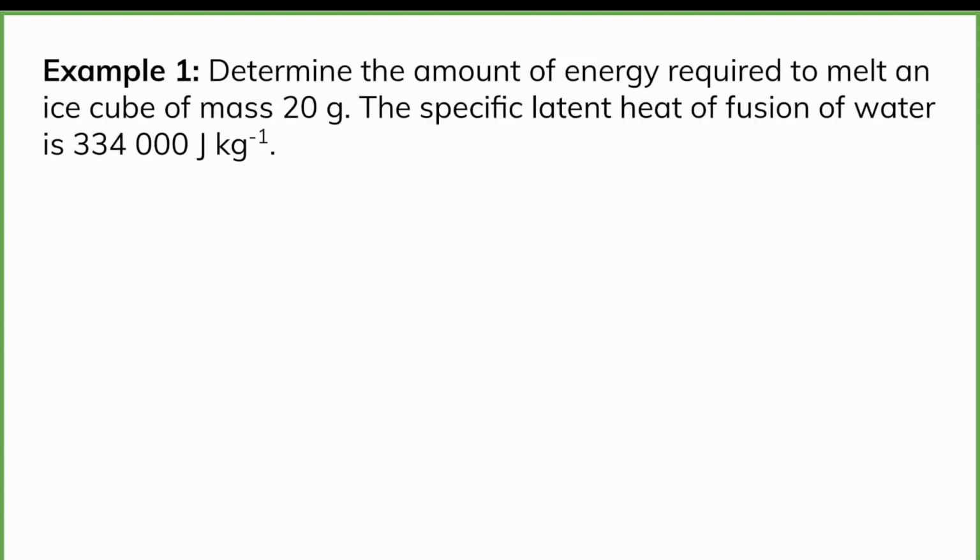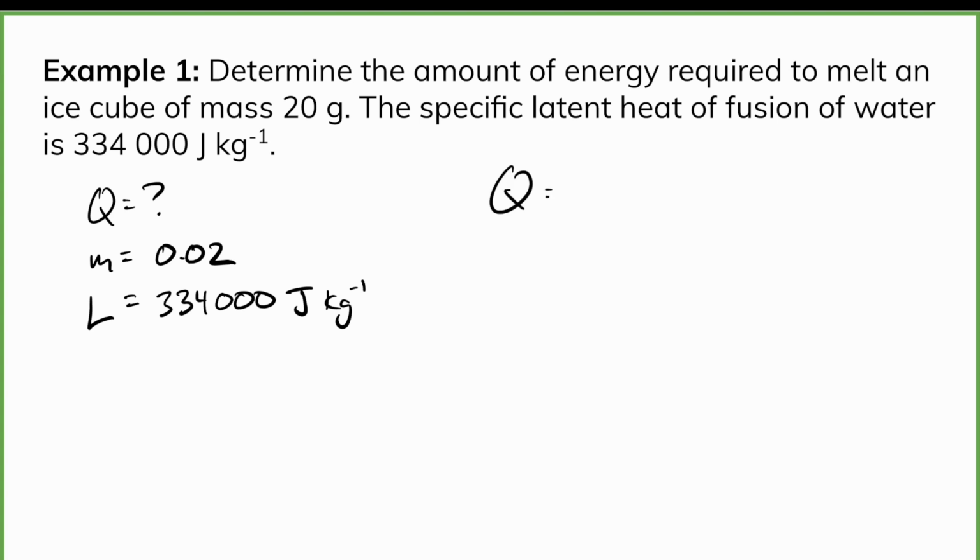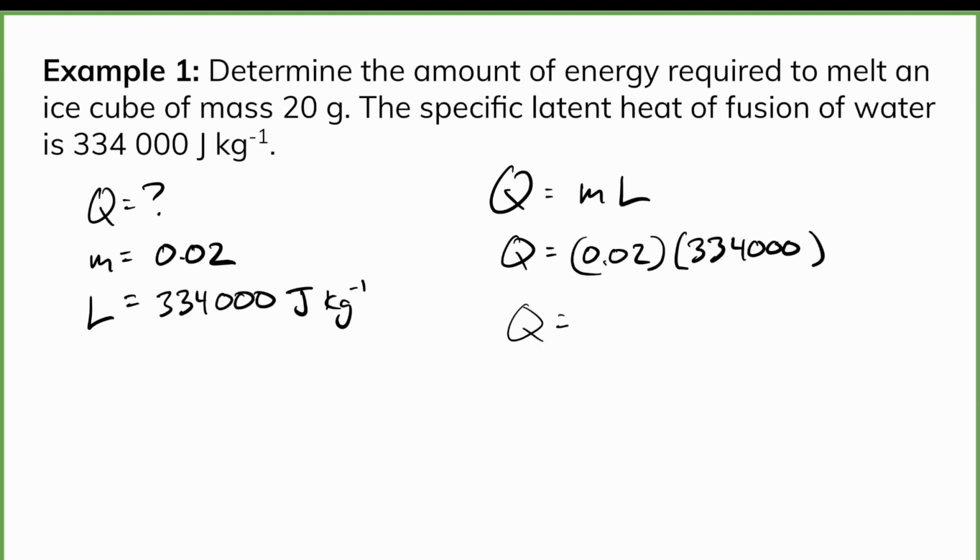So in example 1, we have energy being provided to an ice cube of mass 20 grams, and we need to figure out how much energy that's going to take. So we are looking for thermal energy, so we're looking for Q in this case. We have 20 grams of ice, and so the mass is going to be 0.02 kilograms, because the specific latent heat provided to us was in joules per kilogram, so we need those units to match up. So we do Q equals mL, and so that's 0.02 times 334,000, and that gives us a thermal energy of 6,680 joules, or writing it as one significant figure, we'd say the thermal energy provided is 7,000 joules.